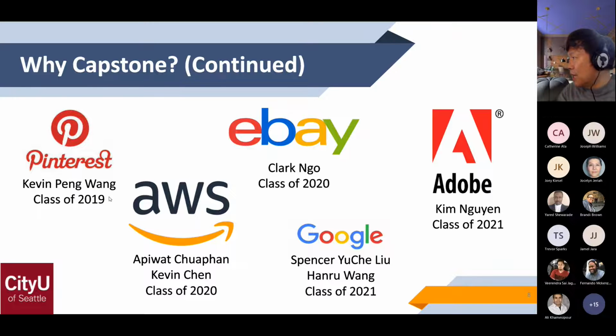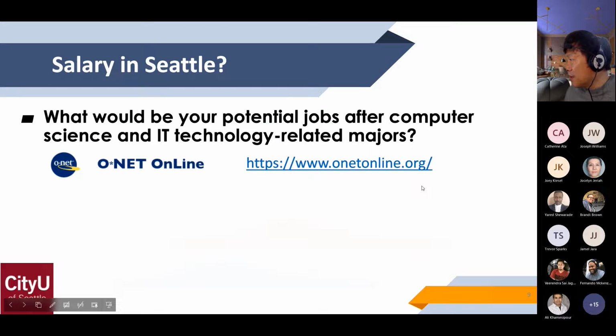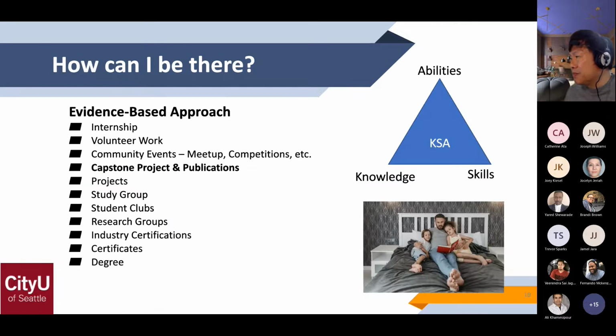You know Pinterest, right? Also, you know Adobe. You know Google. Yes. This is Seattle. Because of that, how can you be there? I want to be there too. That story should not be only somebody else's story. Here, I'll summarize all of them.